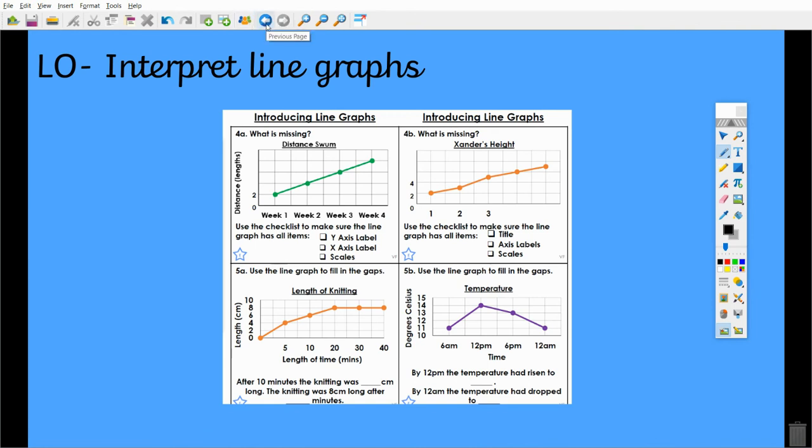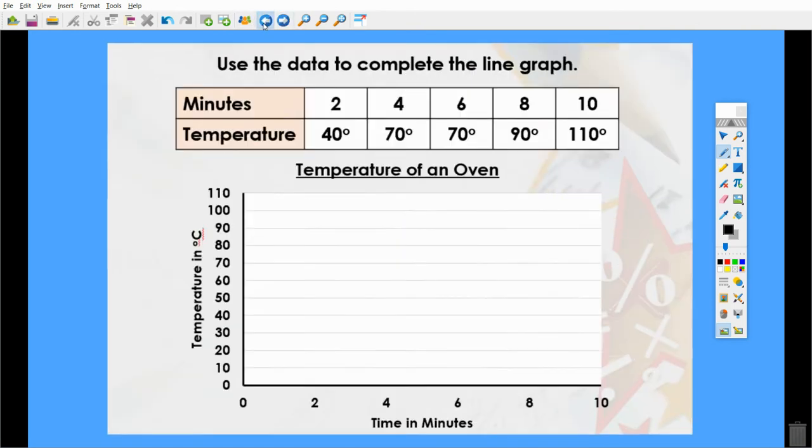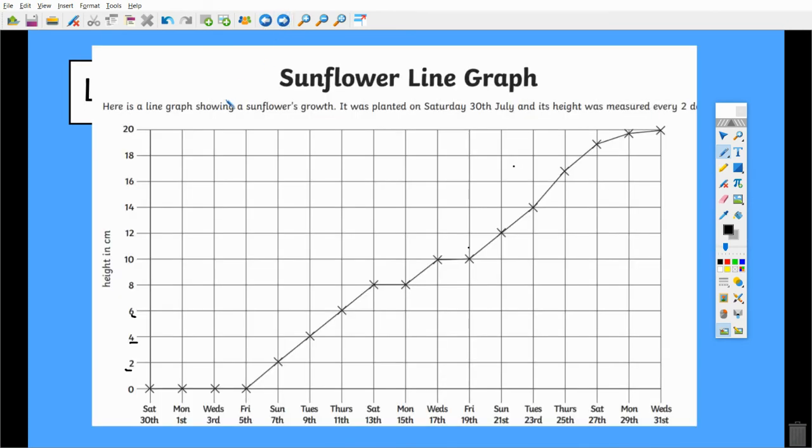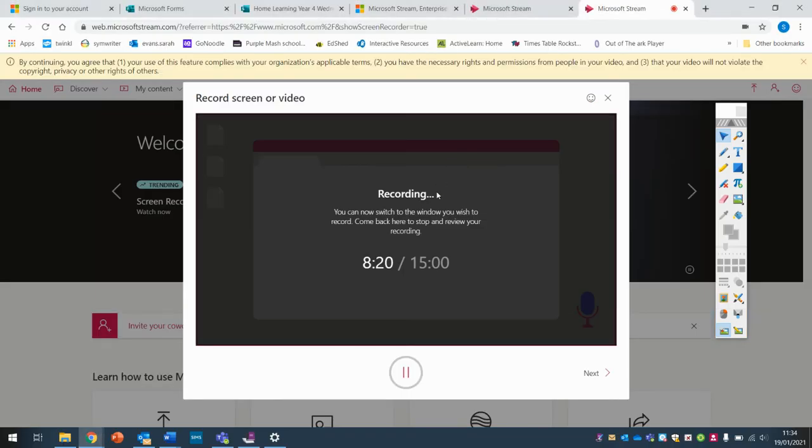Yeah. Okay. So on your Sway today, you're going to have some questions, and you just have to do the multiple choice. So you have to look at the line graph and answer the question. And then you'll also have some reasoning questions too. Okay. Well done on your line graph learning today.